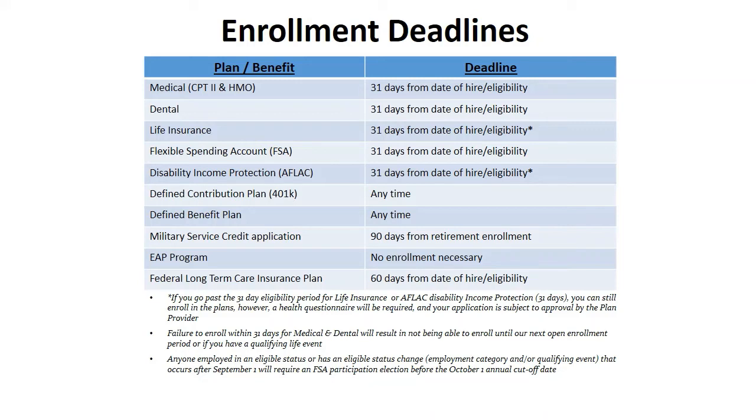Please note that if you go past your 31-day eligibility period for life insurance or Aflac disability income protection, you can still enroll in the plans. However, a health questionnaire will be required and your application is subject to approval by the plan provider.